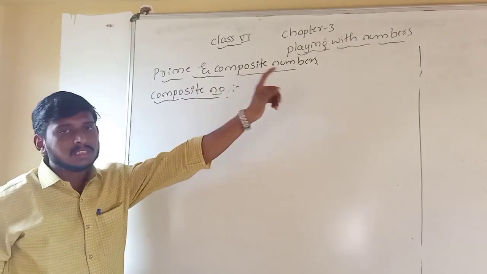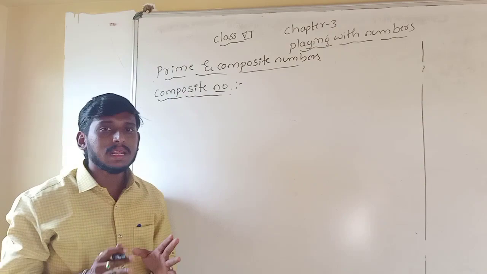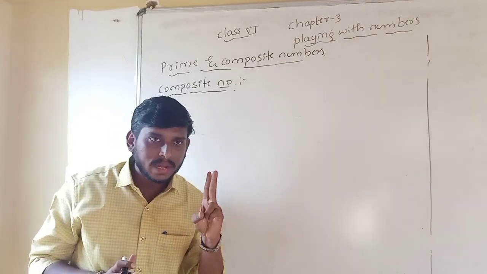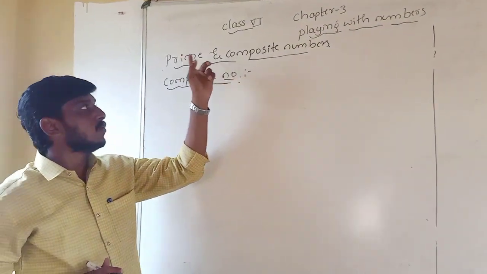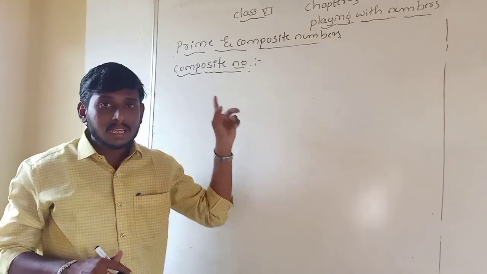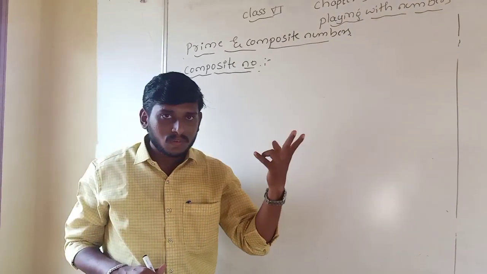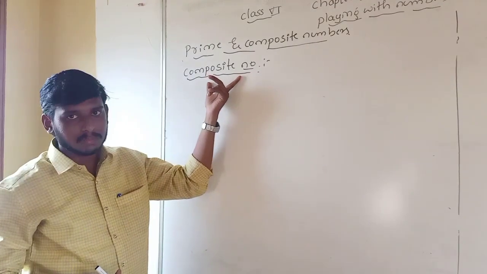Here the next concept is composite numbers. What do you mean by prime number? Any number which has exactly two factors is said to be a prime number. Then what about composite numbers? Any number which has more than two factors is said to be a composite number.